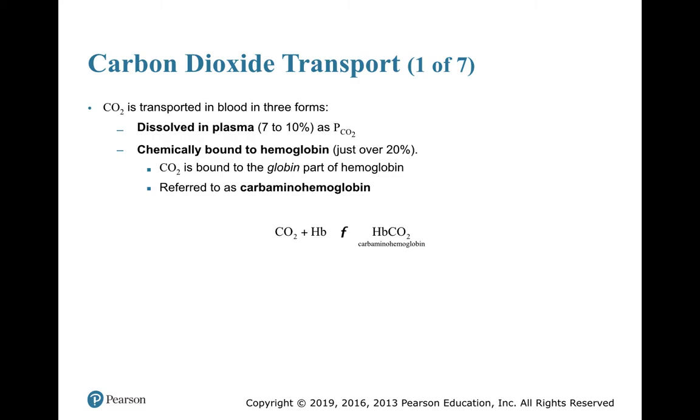Carbon dioxide, on the other hand, is transported in 3 different ways in the blood: dissolved in the plasma, bound to hemoglobin, and in the plasma but in a different form. About 7 to 10% of the CO2 is dissolved as CO2 in the plasma. About 20% is chemically bound to hemoglobin. It's not the same binding that you would have for oxygen. It's not bound to the iron. It binds to the globin part of hemoglobin, and this is referred to as carbaminohemoglobin. It is a reversible reaction, so CO2 plus hemoglobin, this should be an arrow, would give you carbaminohemoglobin.